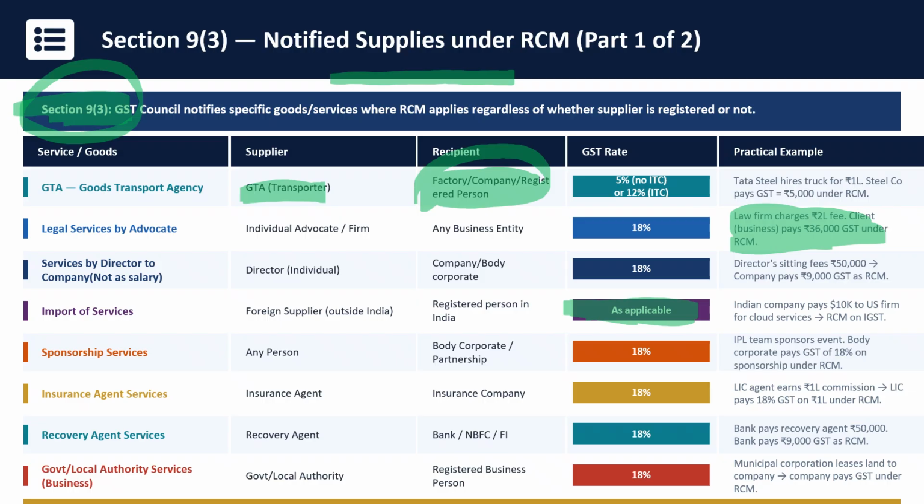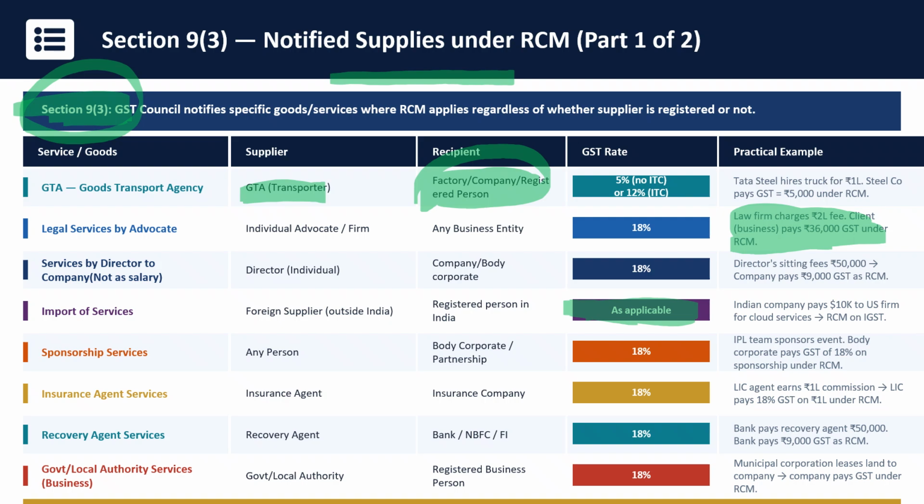And then sponsorship services. Suppose any person supplies sponsorship services, meaning I can promote your product or your brands, through jerseys for example, like the IPL sponsors or football players. Many players and celebrities provide these kinds of services. For these sponsorship services, the supplier will not charge the GST, so the recipient has to pay to the government.